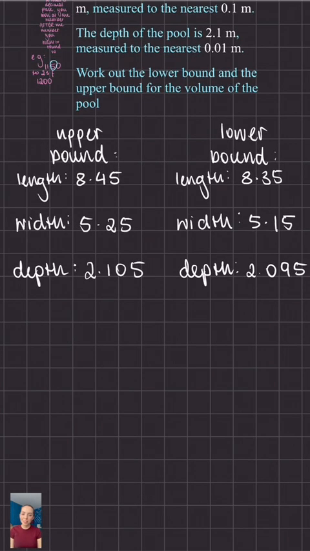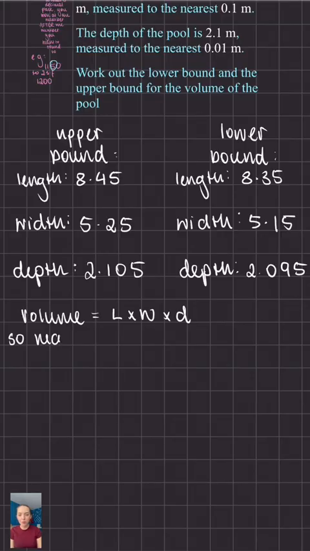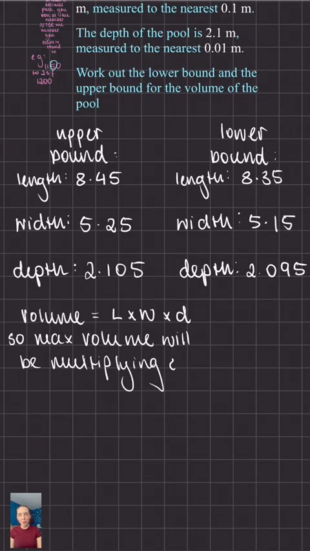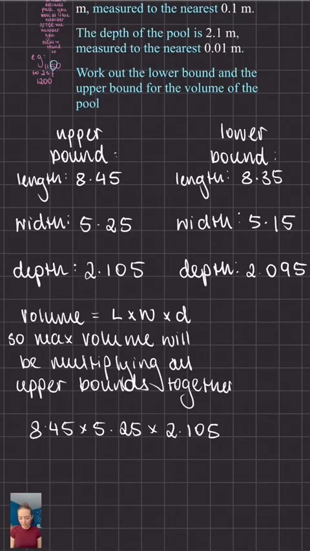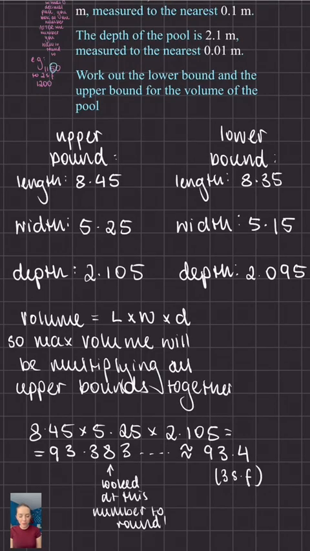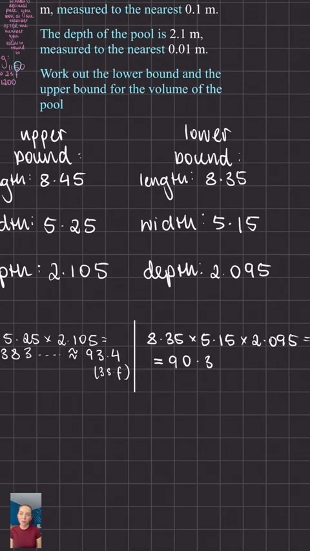As we are told to calculate the upper and lower bound for the volume, to find the volume you multiply length times width times depth. So we're going to have to use all of the upper bound values to find the upper bound for the volume and all of the lower bounds to find the lower bound for the volume. This will not always be the case because sometimes you'll have to divide and multiply, and then you'd have to think, well, do I use the upper bound or do I use the lower bound in order to get the final upper and lower bound for whatever you're trying to find out. Doing that, I get 93.4 to 3 significant figures to be the upper bound for the swimming pool and 90.4 to be the lower bound volume of the swimming pool.